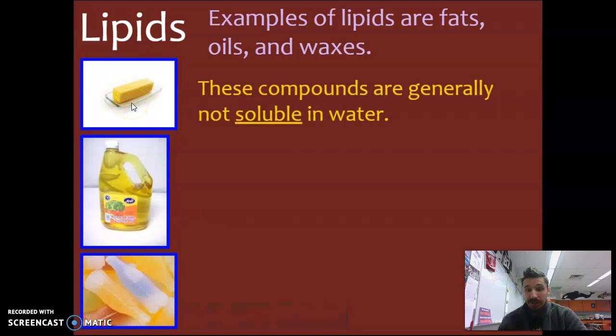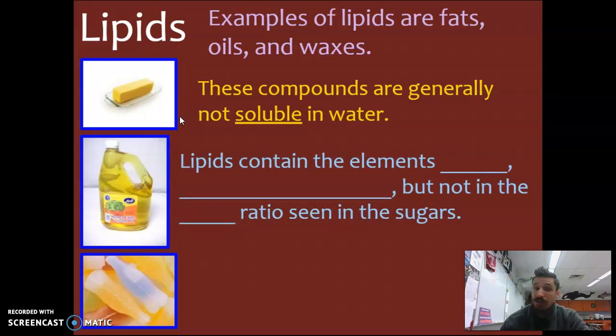Fats are generally not soluble in water. This means they're not going to dissolve in water. All right, water, the universal solvent, cannot dissolve lipids because lipids generally don't have a charge. And if a chemical doesn't have a charge, water can't bind to it, and therefore water can't dissolve it.